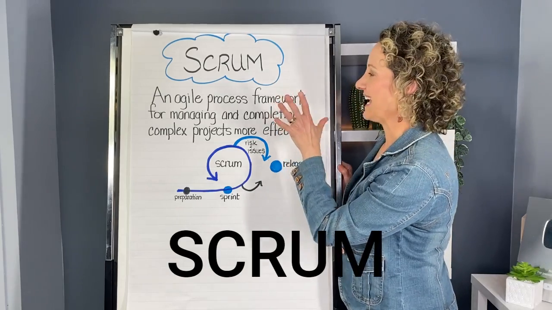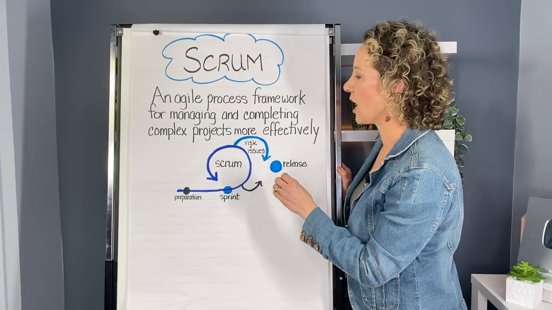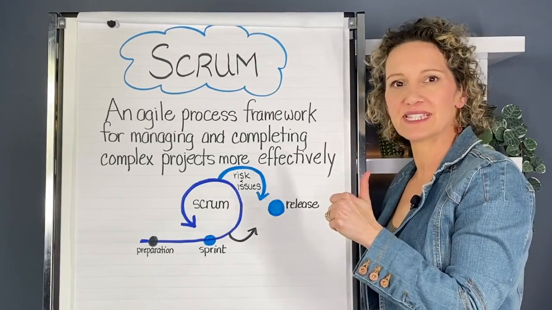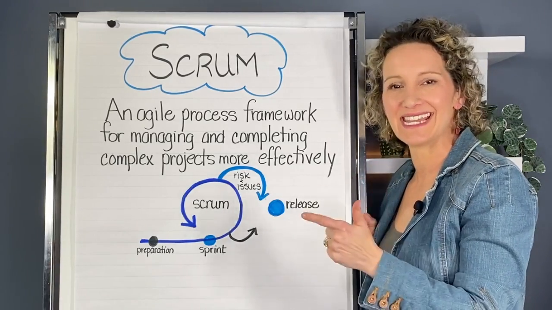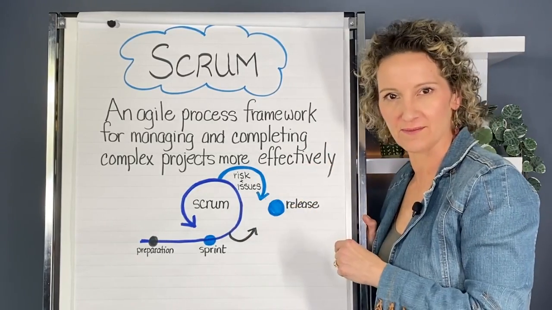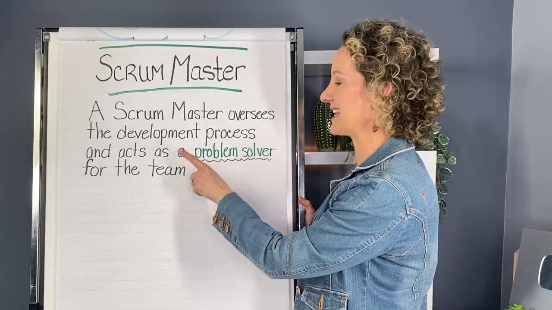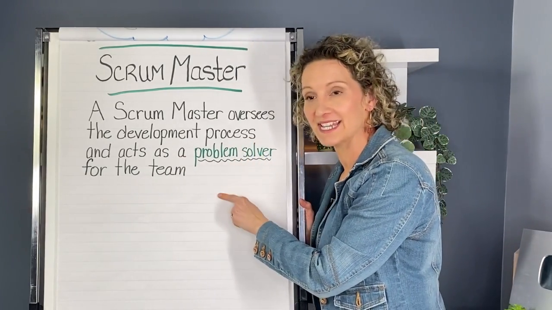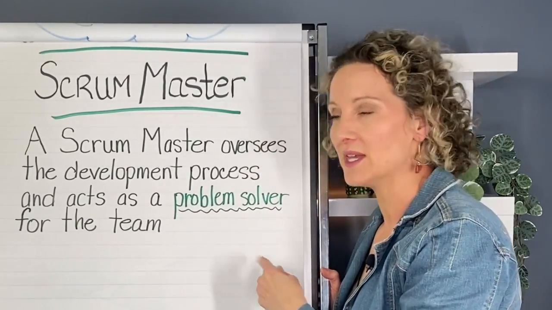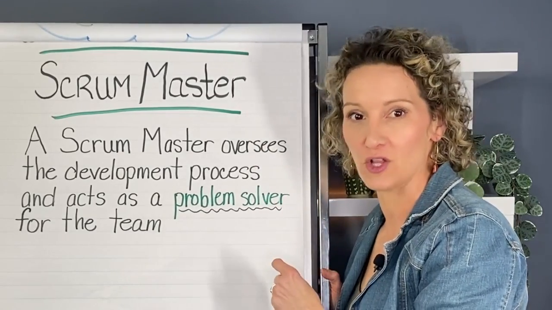Scrum, an agile process framework for managing and completing complex projects more effectively. So it's very specific in regards to tools and techniques and people, ensuring that things can move forward quickly. Scrum Master. A Scrum Master oversees the development process and acts as a problem solver for the team. They are one of the key roles in Scrum that we talked about earlier. Not only that, they're there to remove the roadblocks and ensure the process is being followed.